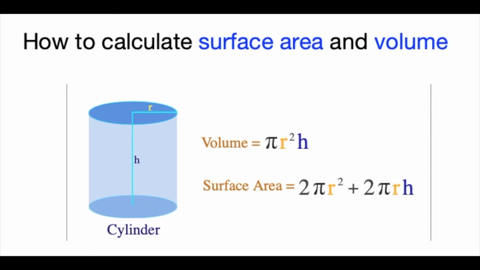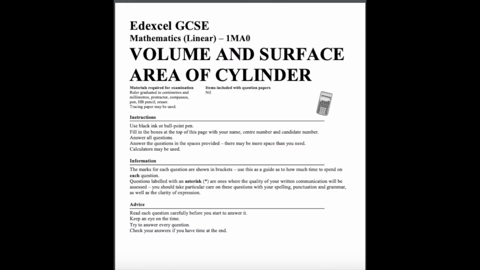Today we're going to be calculating the surface area and volume of a cylinder. Now, the volume of a cylinder is pi times radius squared times height, and the surface area of a cylinder is 2 times pi times radius squared plus 2 times pi times radius times height. So I'm going to answer questions from this Edexcel GCSE paper.